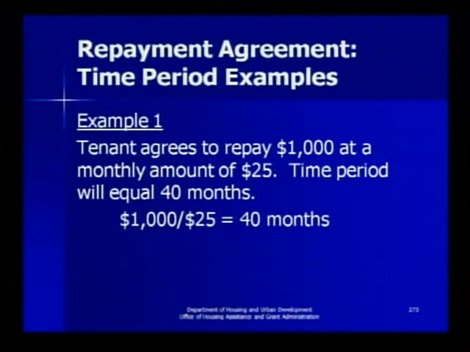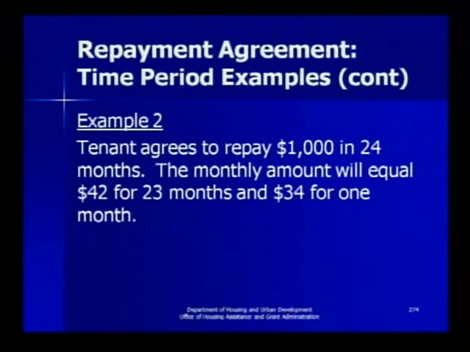You could also base your repayment agreement on a time period. Let's say the tenant has $1,000 to repay, and they wish to pay it off in monthly amounts of $25. Well, $25 divided into the total amount of $1,000 to be repaid is a time period of 40 months. At the end of 40 months, the $1,000 will be repaid.